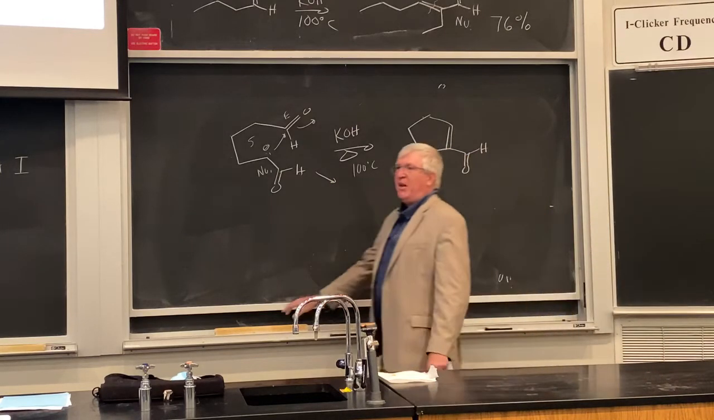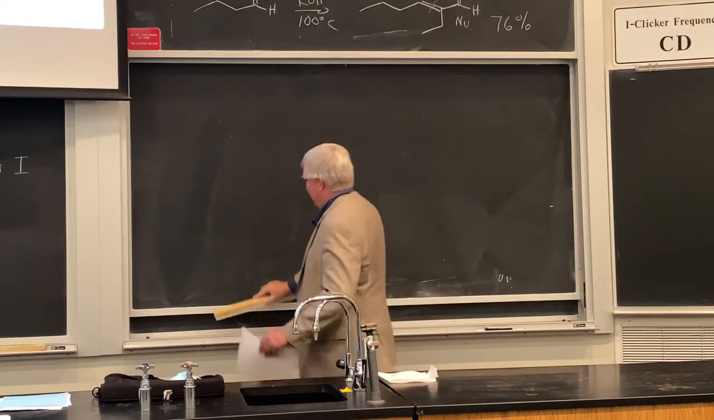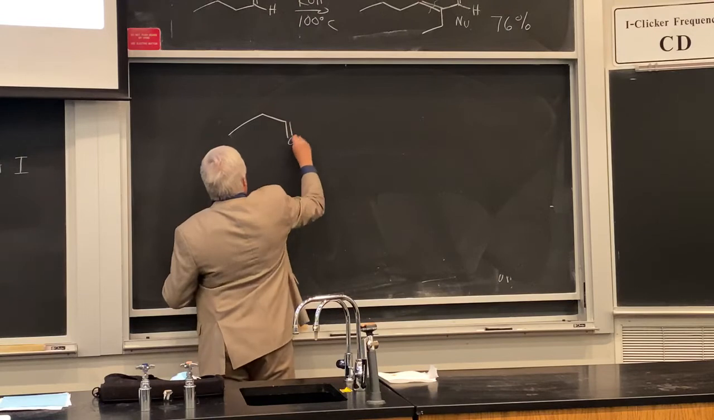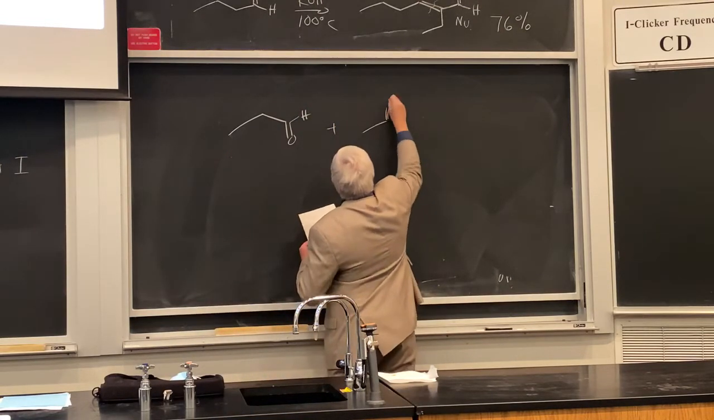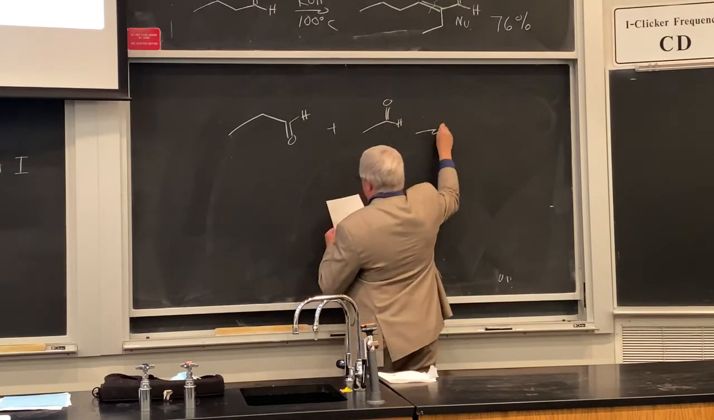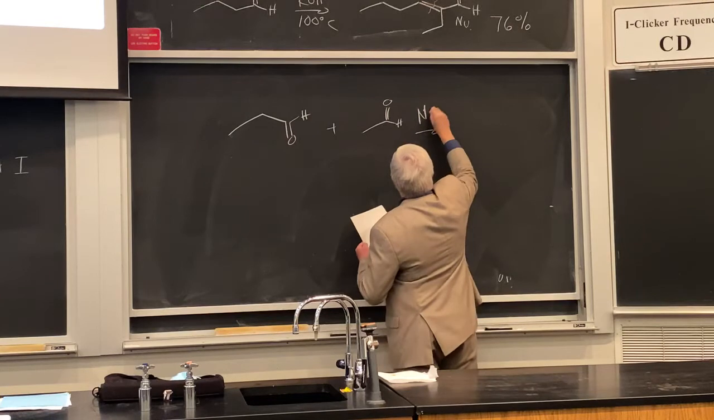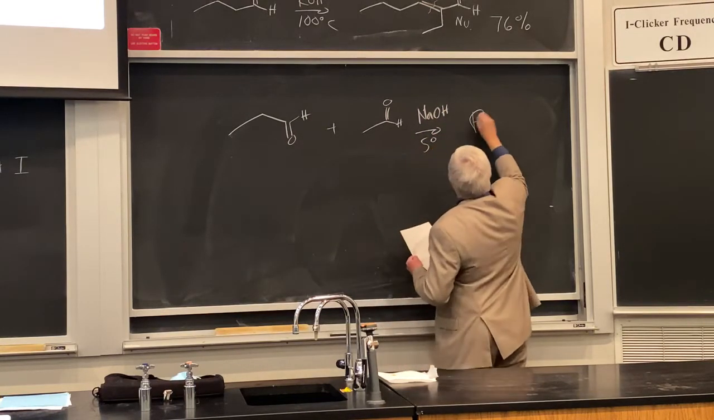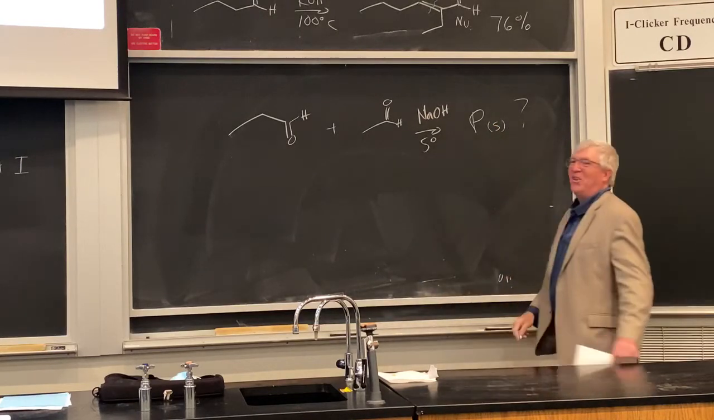All right, do you always have to have the same aldehyde or ketone? No. You can mix it up. So let's say we've got this aldehyde, propanal, and acetaldehyde. And let's just do the aldol reaction. So here's sodium hydroxide, 5 degrees. What are the products? How many products are there going to be?